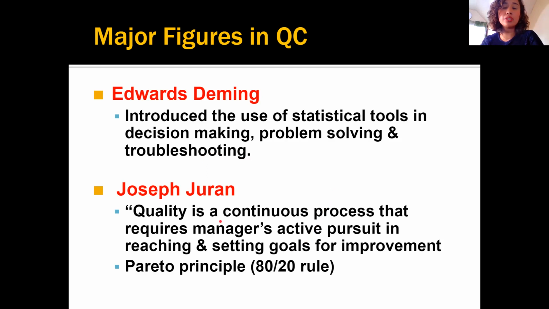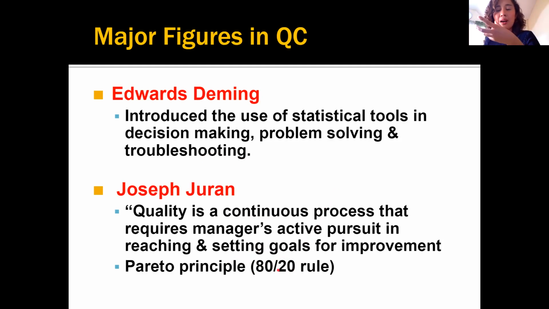Joseph Juran said, quality is a continuous process. It's a cycle that requires managers' active pursuit in reaching and setting goals for improvement. So, he also discovered the Pareto principle. The Pareto principle, guys, says 80-20. It says, 80% of the gains in a company are because of the 20%.